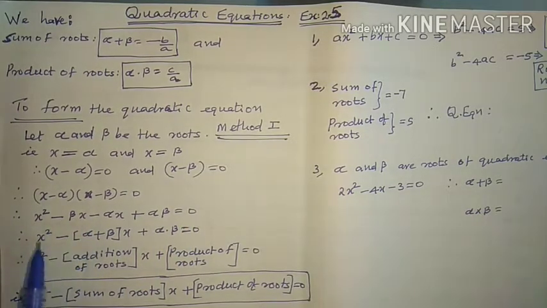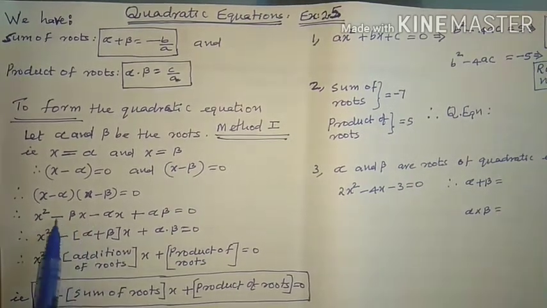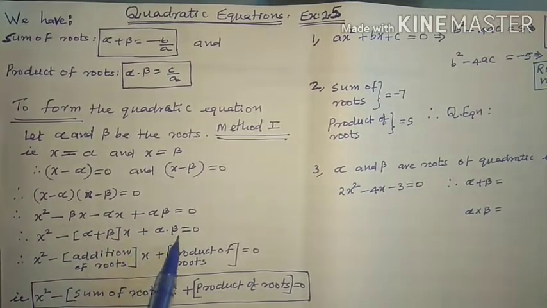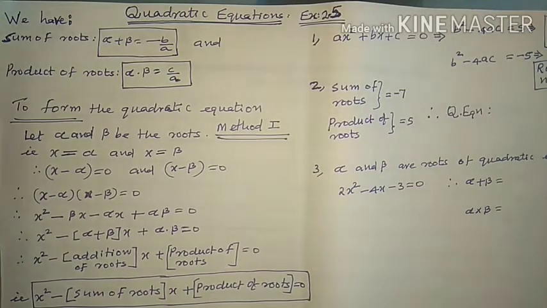Now we group these two. x square minus, we take the common factor x out, minus comes out means plus, alpha plus beta into x, plus alpha into beta equal to 0. That is x square minus of alpha plus beta into x. Alpha plus beta is the addition of roots, sum of roots, plus this alpha into beta, product of roots, equal to 0. Therefore we concluded, x square minus sum of roots into x plus product of roots equal to 0.